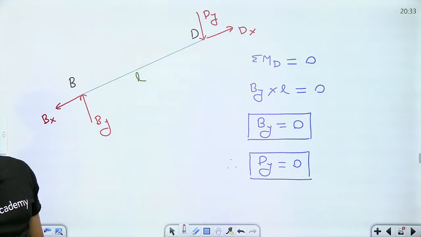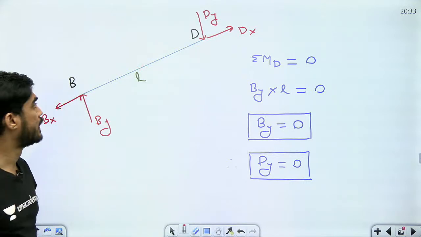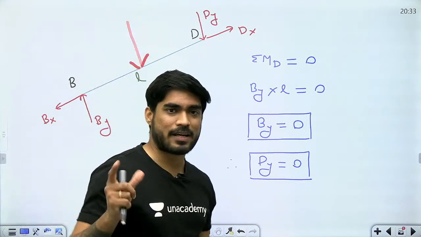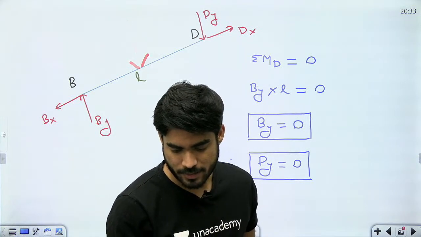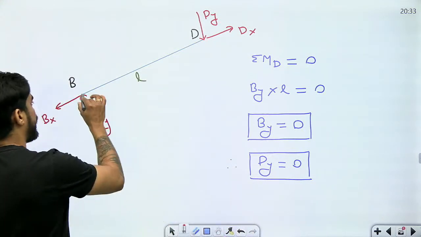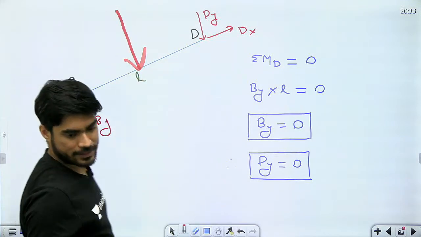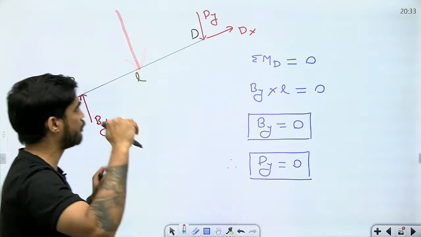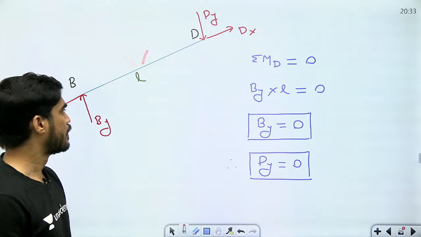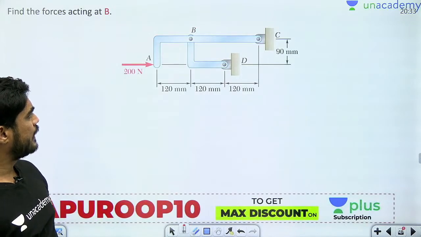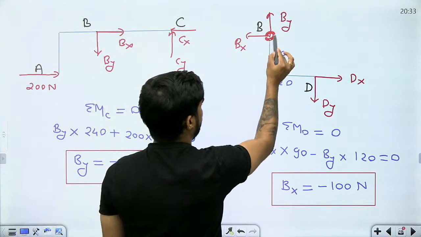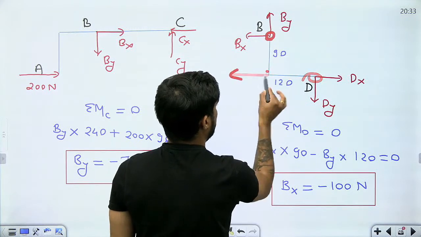So what does it mean? It means that if there is a force between the ends, then the member will be a multi-force member. Thank you so much Ashish. If there were another force between B and D, then by and dy would not be zero, and it would have been a multi-force member. But now the question is, in this case there is no force between B and D, right? Is any force acting between B and D?